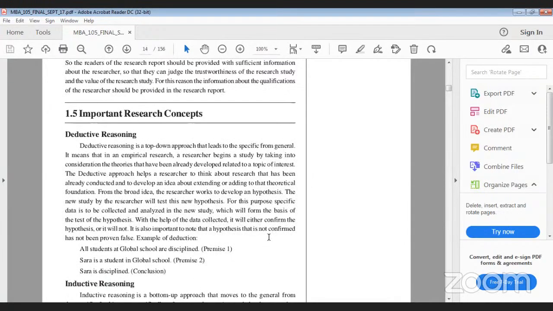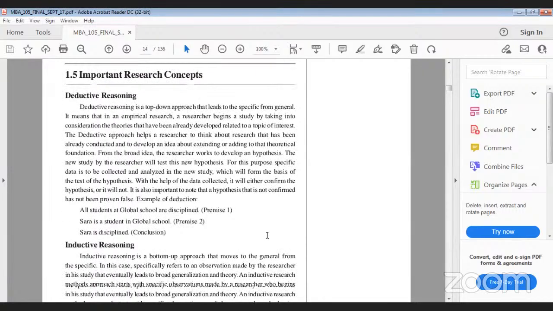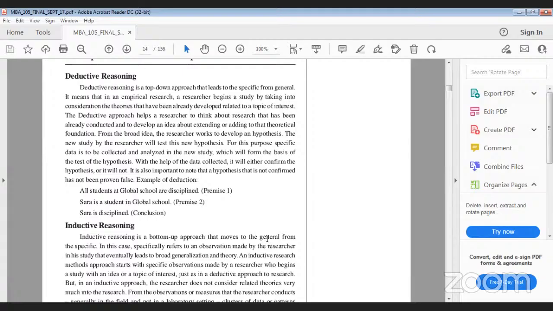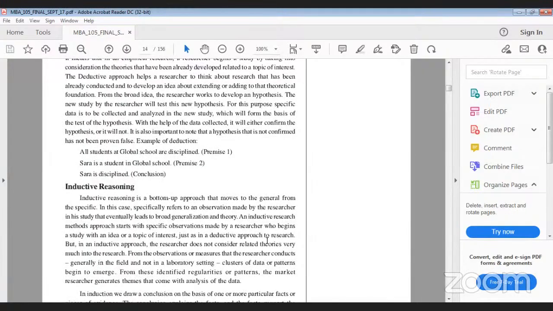The next type of importance is inductive reasoning. Inductive reasoning is a bottom-up approach that moves to the general from the specific. In this case, specific refers to the observations made by the researcher in his study that eventually lead to generalizations and theory. An inductive research approach starts with specific observations made by a researcher who begins a study with an idea or a topic of interest, just as in a deductive approach to research.